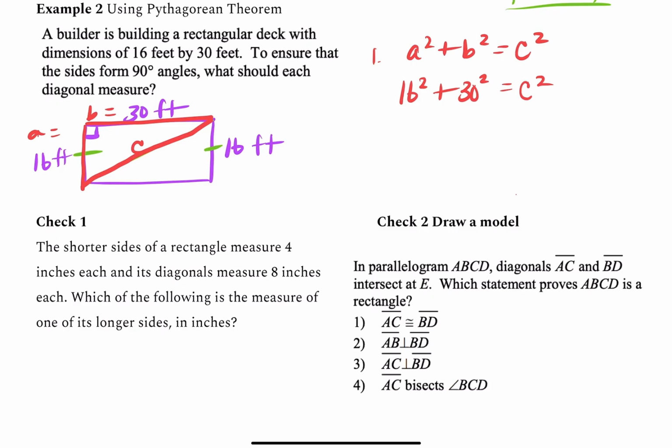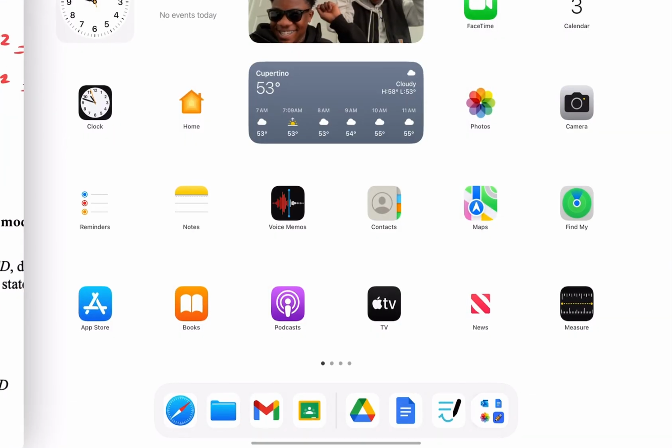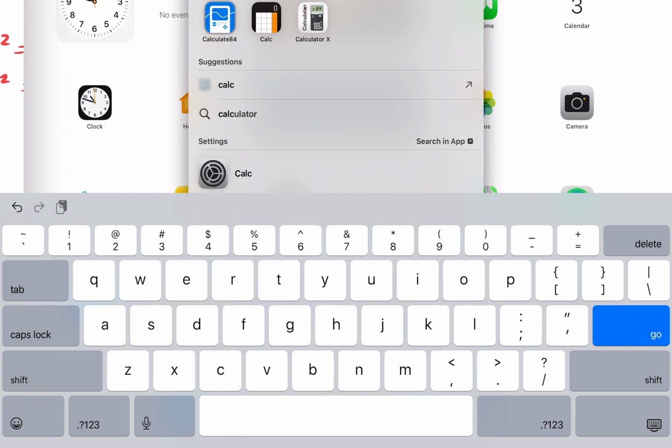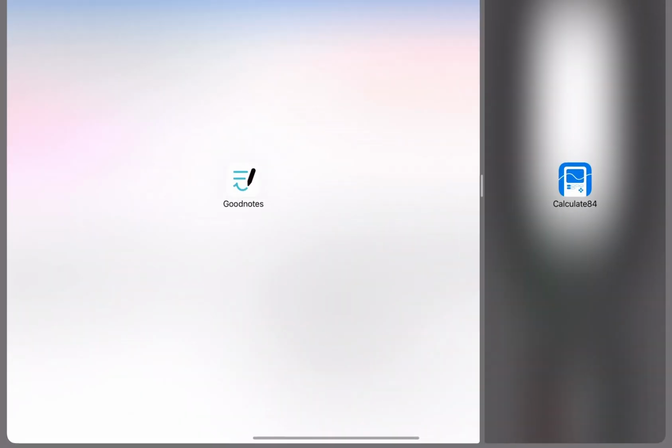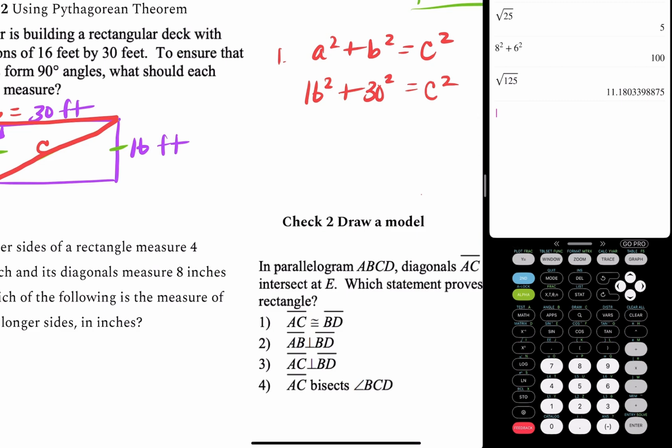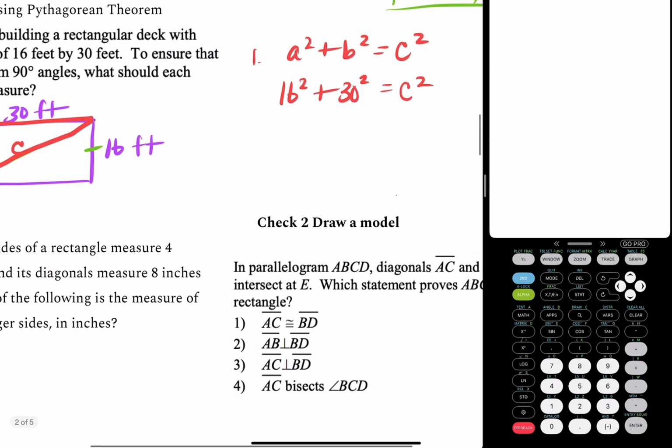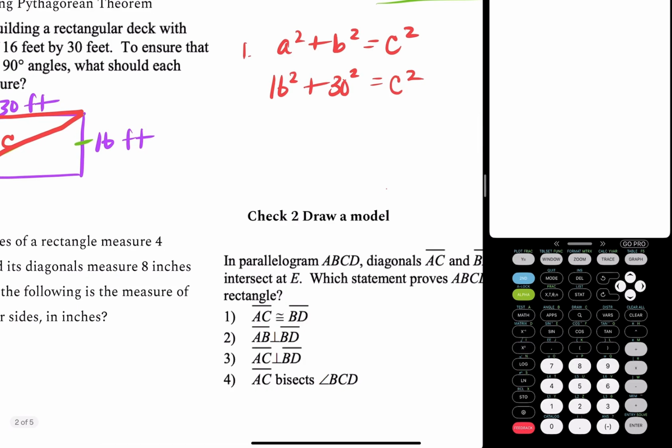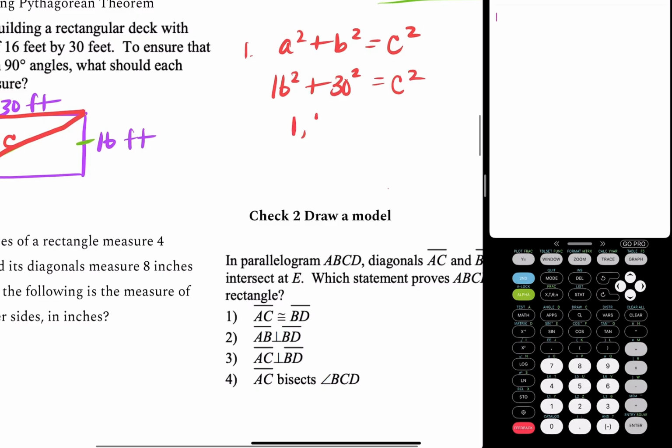I'm going to use my handy dandy calculator. I encourage you to download this app, Calc84. This is the same model you'll use at the Regents. So 16 squared plus 30 squared equals 1,156. To find the square root, use the second function, square root. And then the side length is 34.